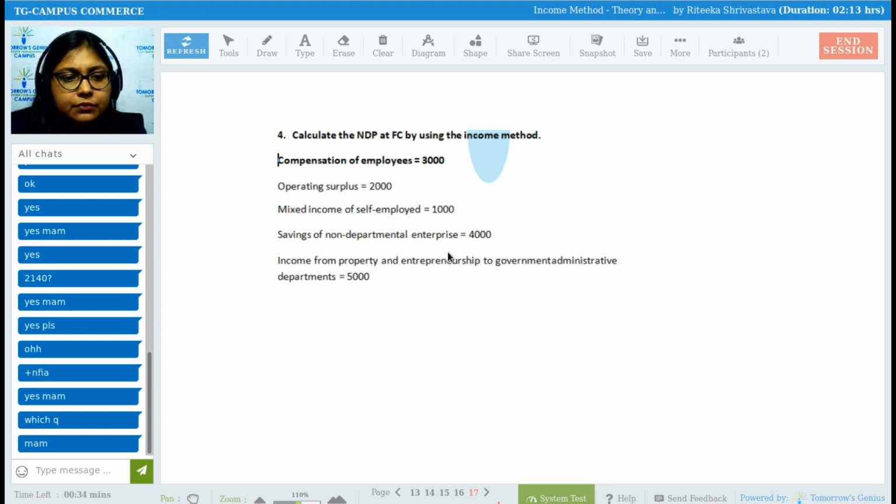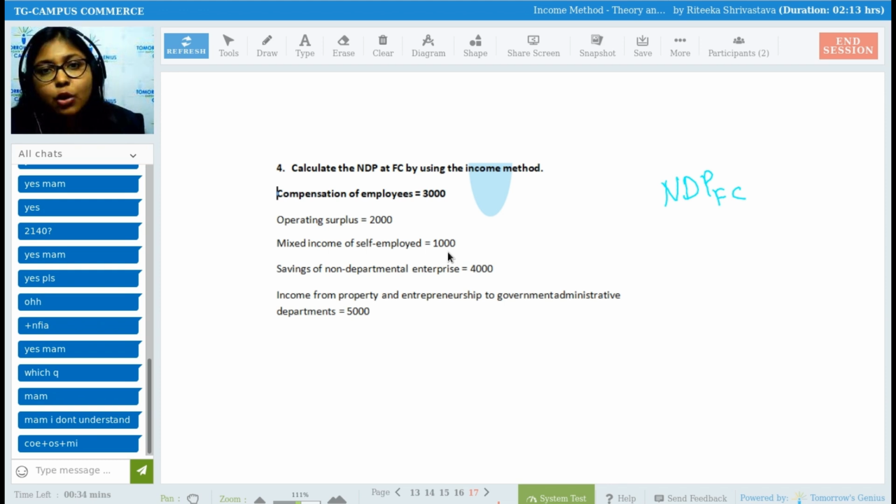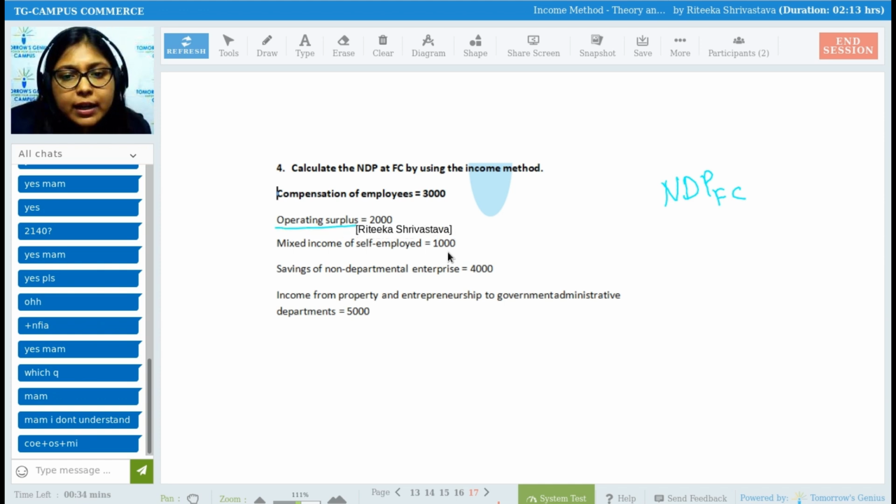Calculate NDPFC. Now what is the formula of NDPFC? See, if you write rent, royalty, interest, profit individually, then also it is fine. If you just write operating surplus, then also it is fine, because the operating surplus formula is what? Rent plus royalty plus interest plus profit. So if you write it differently, or as one word, it is fine.